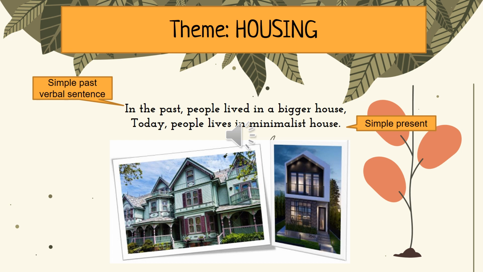And here is another example of time contrast using the theme housing. This is a simple example because the passage only uses 2 tenses. The first sentence: in the past, people lived in bigger houses. Today, people live in minimalist houses. Here in the passage, the first sentence is simple past and the second sentence is simple present.